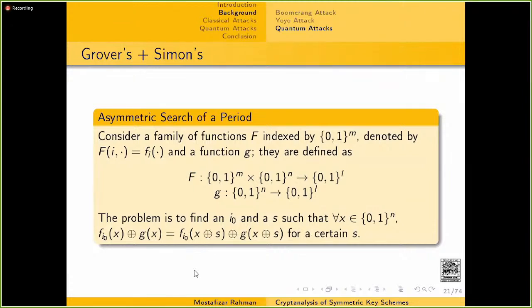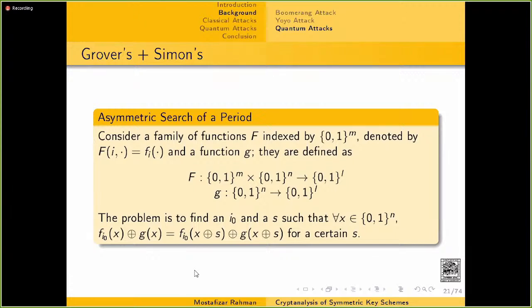Next is the Grover's and Simon's combination. This combination was first introduced by Gregor Leander and May in a 2019 paper, and it was further formalized by Bonnet et al. in a 2020 paper, I think. They named it the asymmetric search of a period.